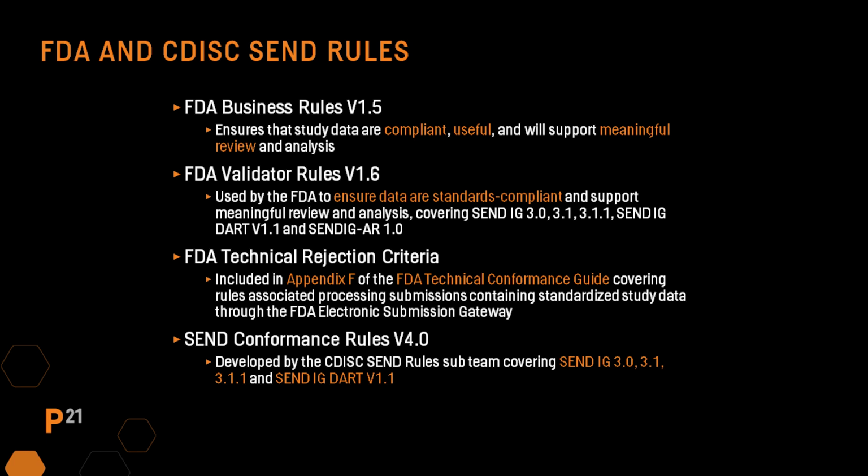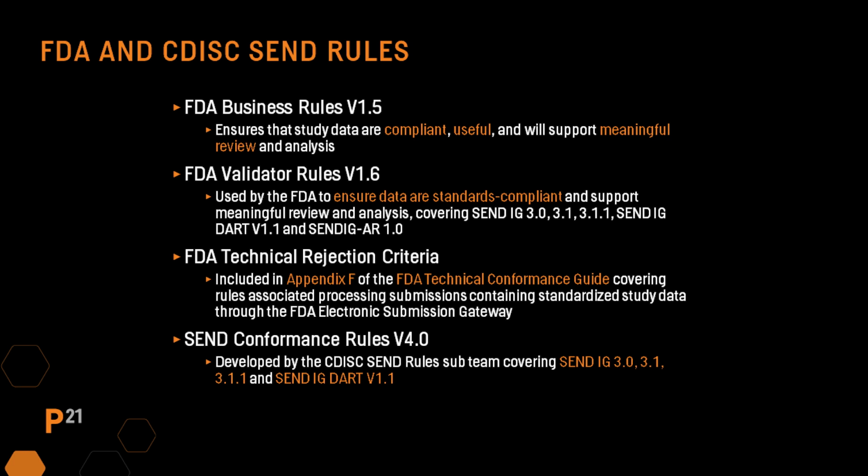The FDA validator rules are much more detailed and comprehensive in nature and include support for SEND 3.0, 3.1, 3.1.1, SEND IG DART version 1.1, and SEND IG AR 1.0, as well as rules associated with the Study Data Technical Conformance Guide, the FDA business rules, eCTD and Technical Rejection Criteria rules, and also CDISC SEND Conformance Rules version 4.0. The FDA Technical Rejection Criteria discussed previously contains rules related to successful processing of submissions containing standardized study data through the FDA Electronic Submissions Gateway.